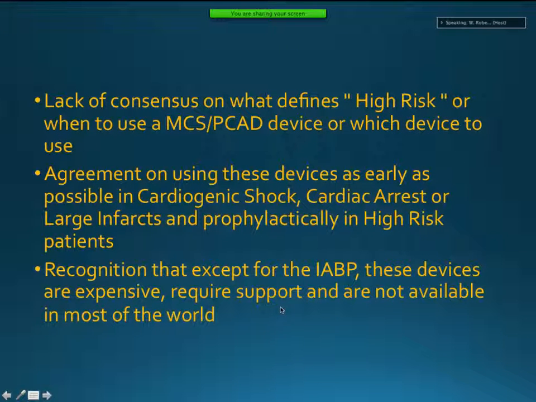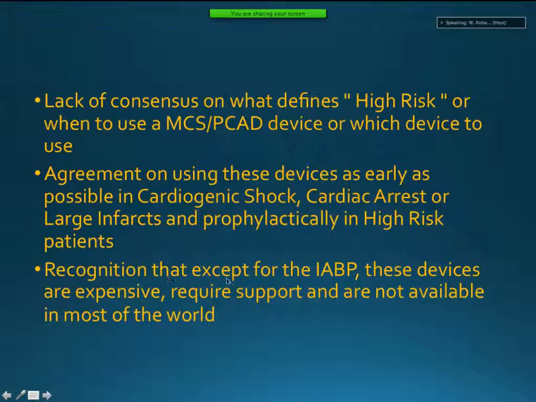I want to tell you that there's no consensus of what defines high risk or when to use a mechanical cardiac support device, as SCAI calls it, or College of Cardiology calls it. Again, there's no consensus on percutaneous cardiac assist devices, or which device to use and when. But there is agreement that these devices should be used as early as possible in cardiogenic shock or cardiac arrest, or with large infarcts, and prophylactically in high-risk patients.